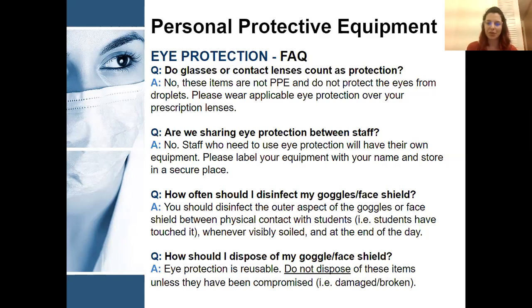Question, how should I dispose of my goggles or face shield? Your eye protection is reusable. You shouldn't dispose of these items unless they're compromised, if they're damaged, if they're broken, if your face shield has a tear or is no longer able to be secured around your head, or if your goggles have some damage to the elastic that is secured around your head, then you would need to replace that. Otherwise, they are fully reusable for an indefinite period of time.